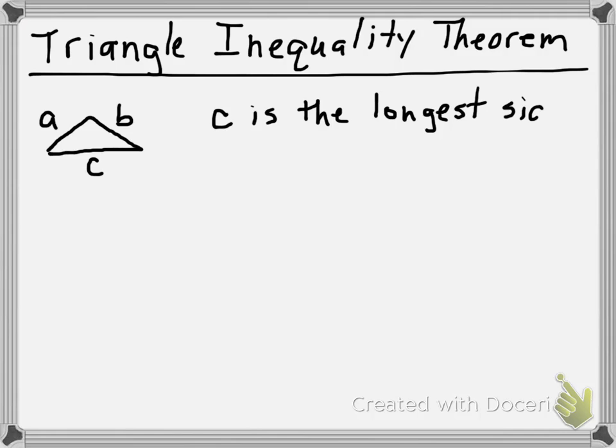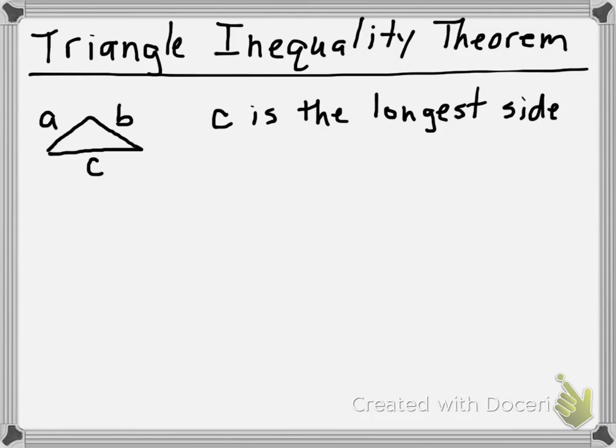No matter what kind of triangle it is, acute, right, scalene, it doesn't matter. C is always the longest, or at least one of the longest if two of them or all three are the same length. So A and B are never bigger than C.